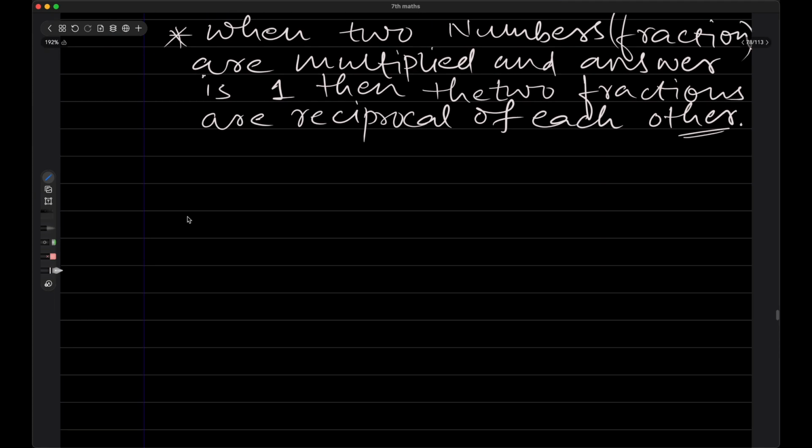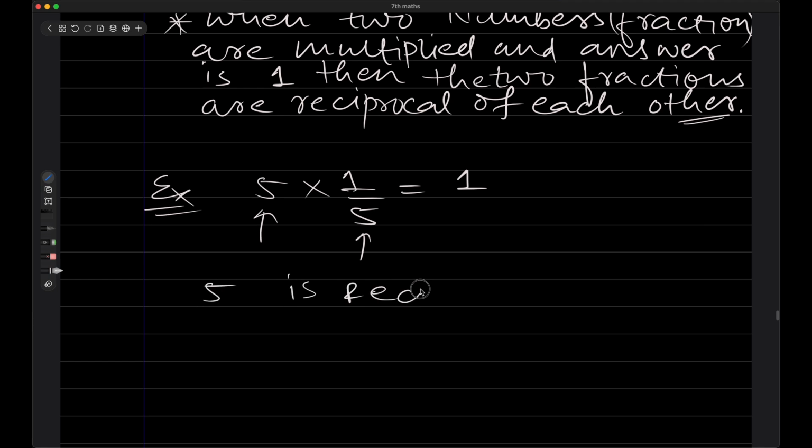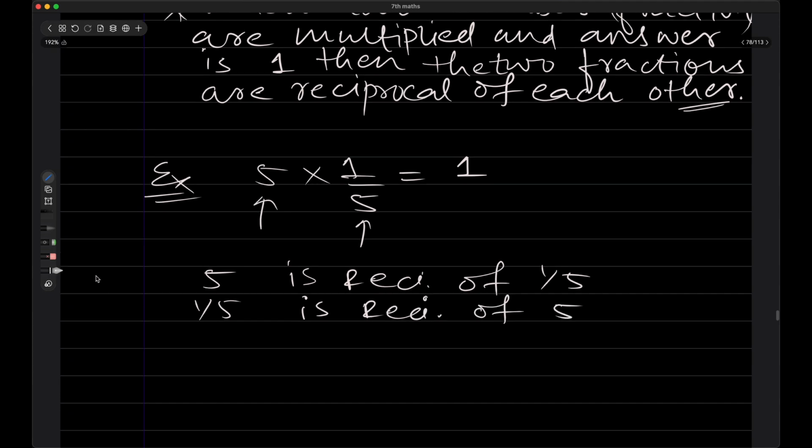Let us take the example. If I take the number 5 and 1 by 5, when a whole number and a fraction are multiplied, that gives the answer 1. Then we can say 5 and 1 by 5 are reciprocal of each other. We can write 5 is reciprocal of 1 by 5 and 1 by 5 is reciprocal of 5.